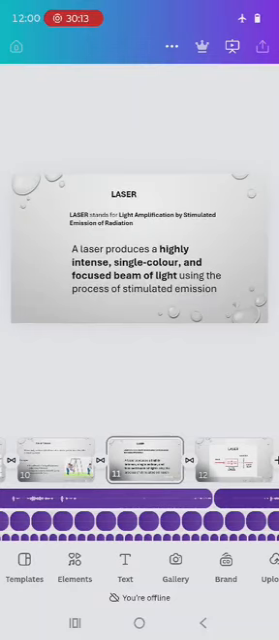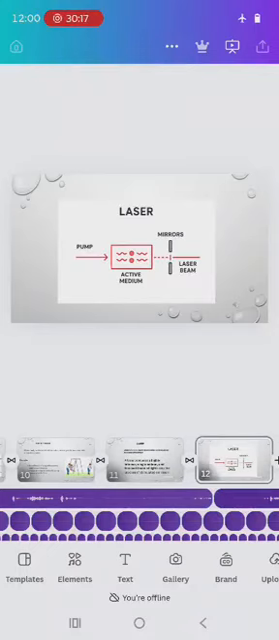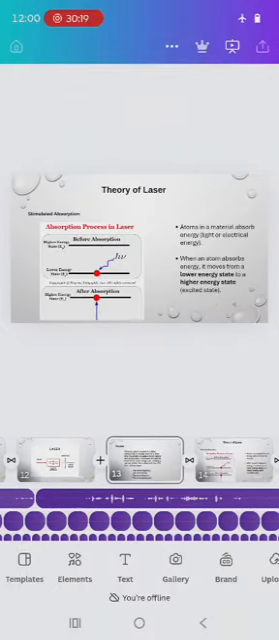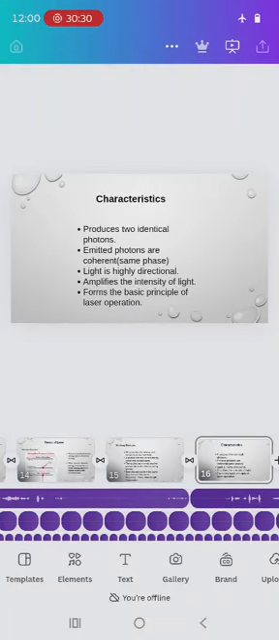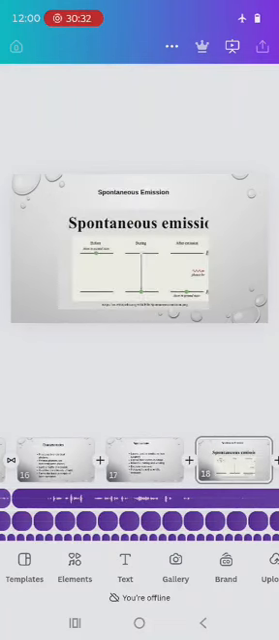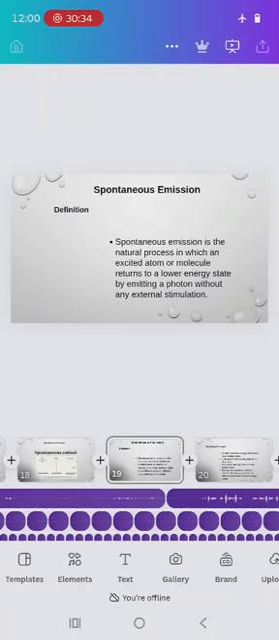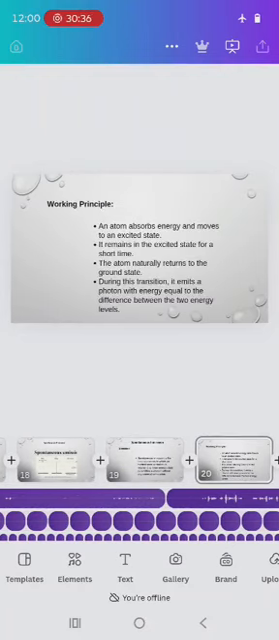Next is the laser. Laser stands for light amplification by stimulated emission of radiation. This is the laser principle. The theory of laser covers stimulated absorption, spontaneous emission, and stimulated emission, with their applications, working principle, and characteristics.